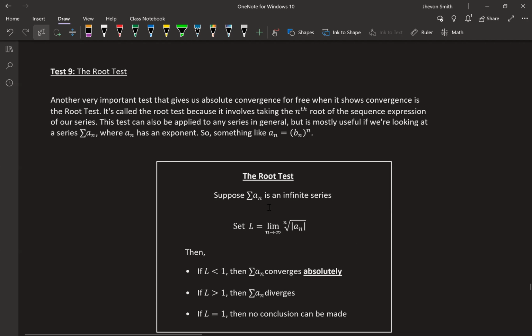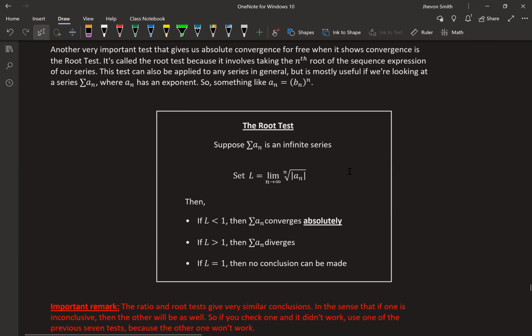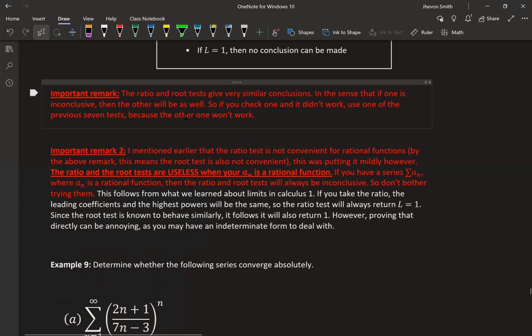That being said, this is the root test. Applying it is as simple as it looks right here. You set up this limit. If the limit is less than 1, it converges absolutely. And again, because we have absolute values built into the expression here. If the limit is greater than 1, it diverges. And if the limit is equal to 1, then you can't make any conclusion because you can get both convergence and divergence. What I have in red here is the 2 remarks that I just made.